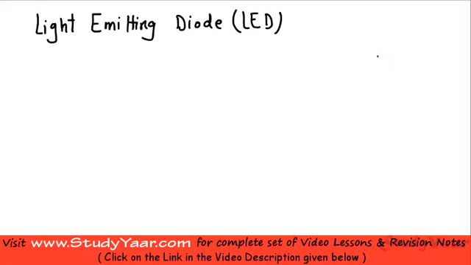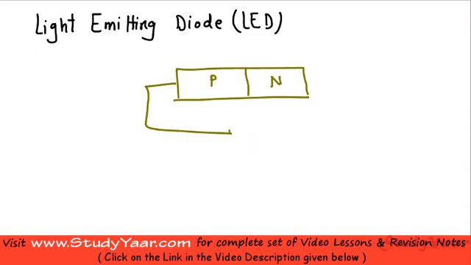Let's now understand the use of a PN junction diode in creating an LED. Just see, if I have a PN junction which is forward biased. I have a P over here, I have an N over here, and I'm connecting it to a DC voltage like this. Since this is forward biased, more and more holes are going to diffuse towards the N region and more electrons are going to diffuse towards the P region.